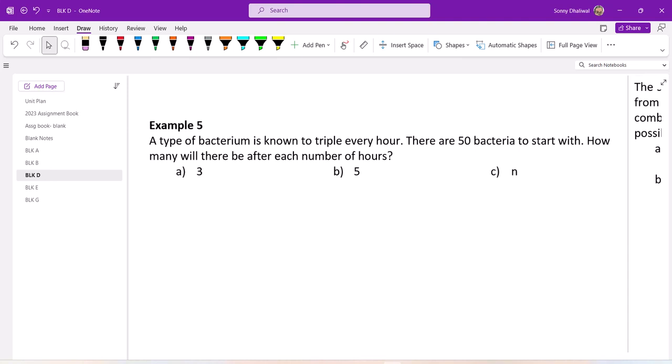Okay, so this question goes, we have a bacterium that is known to triple every hour. That's what it says. Triple every hour, right? So that's how it reproduces. It triples every hour. And the only other piece of information we need to know is how many bacteria we have to begin with, right? And it says we start off with 50 bacteria.